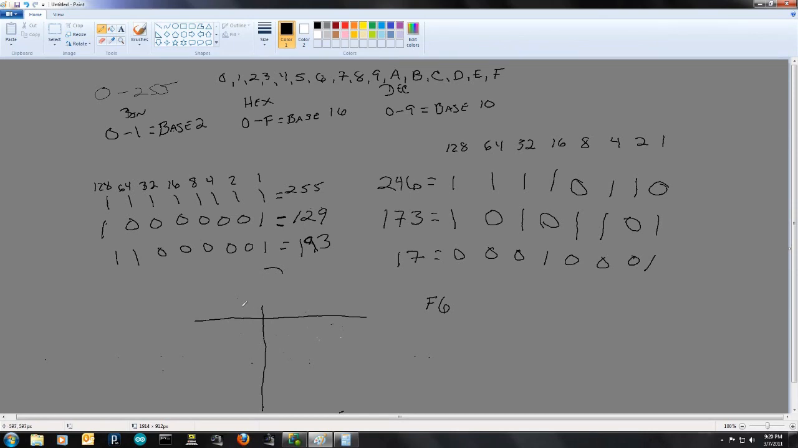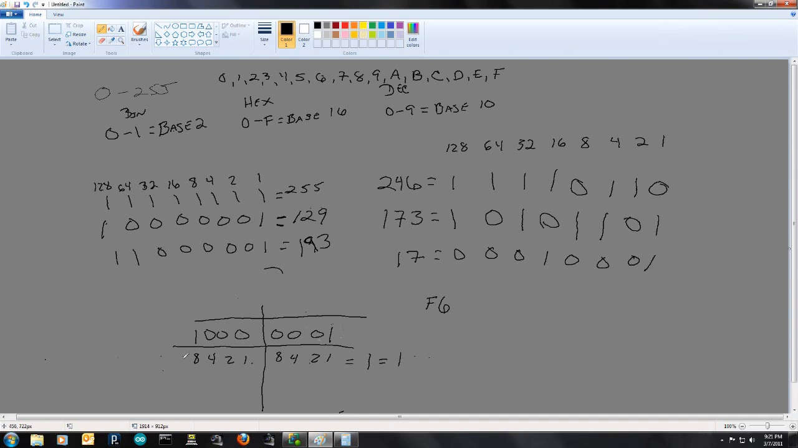Okay, so we have 129. So 129 in binary is 1 0 0 0 0 0 0 1. Now remember, this is 1 2 4 8. So is there a 1 here? Yes. 2? No. So you would add these. So this equals 1 plus itself, plus nothing, is 1.